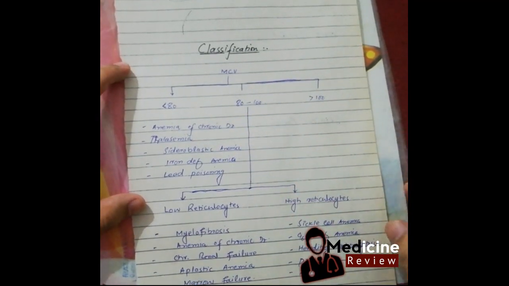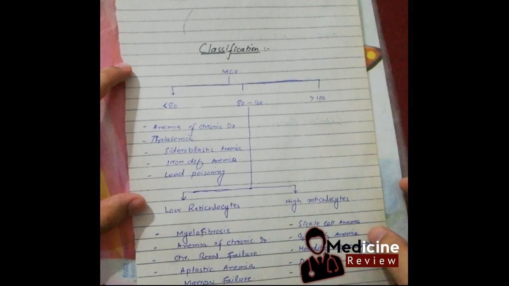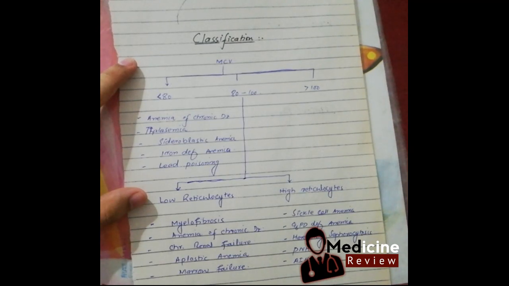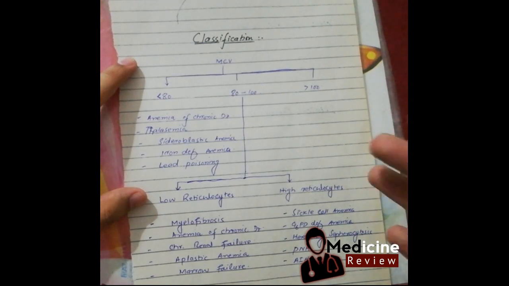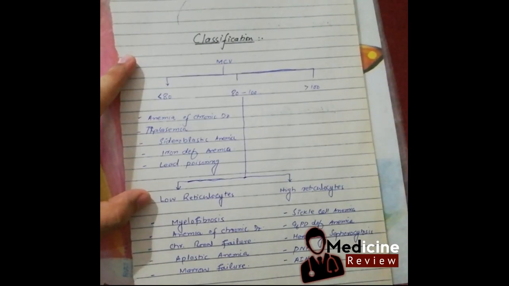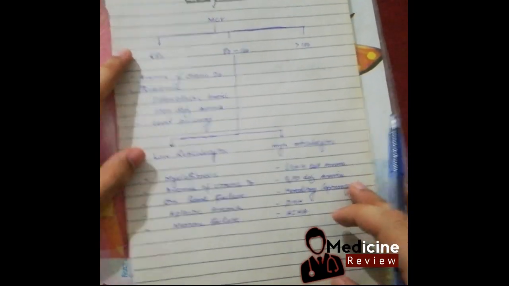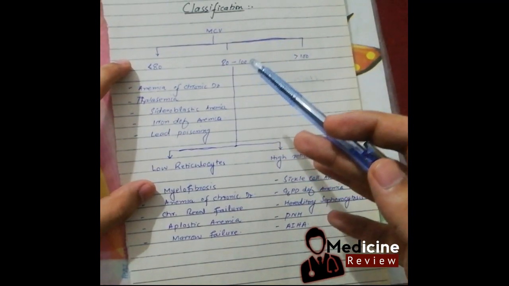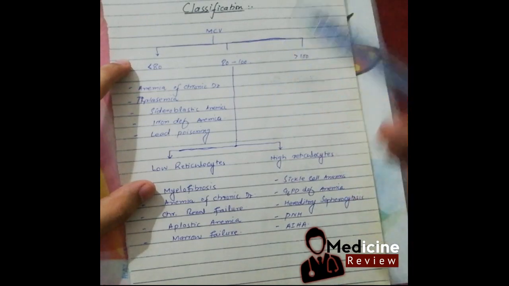Another important one is thalassemia. Thalassemia is also classified in this group, where the globin chains, beta globin chains, are congenitally deficient. Another is sideroblastic anemia. Another is iron deficiency anemia and lead poisoning. Iron deficiency anemia is very important in the developing countries. The second type is where the MCV is from 80 to 100.